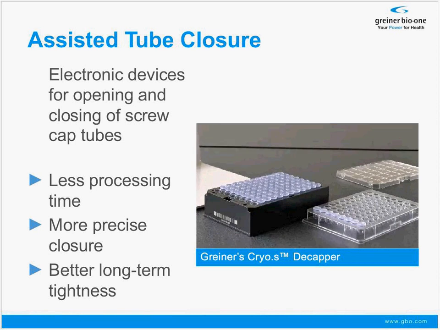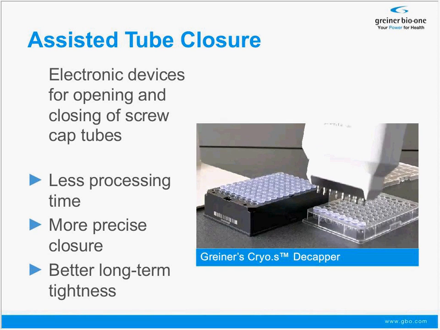And again, it's a bit less of an investment if your biobank is seeking a solution for a bit less throughput and which is also less expensive. In summary, assisted tube closure is recommended and it leads to less processing time, which is better for your samples. It leads to more precise closure and also better long-term tightness.